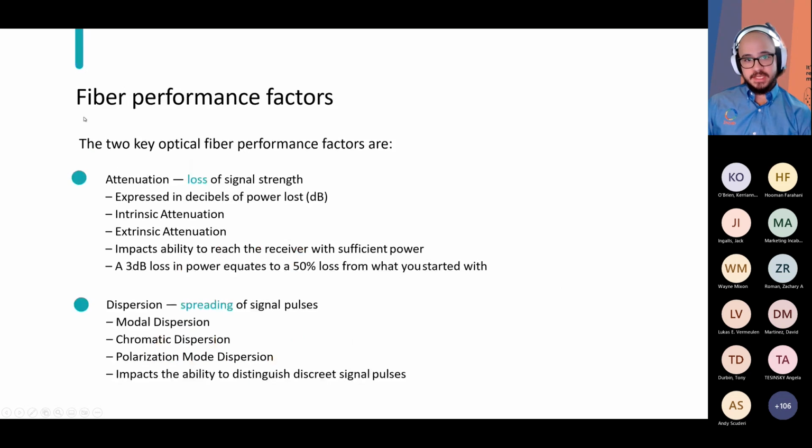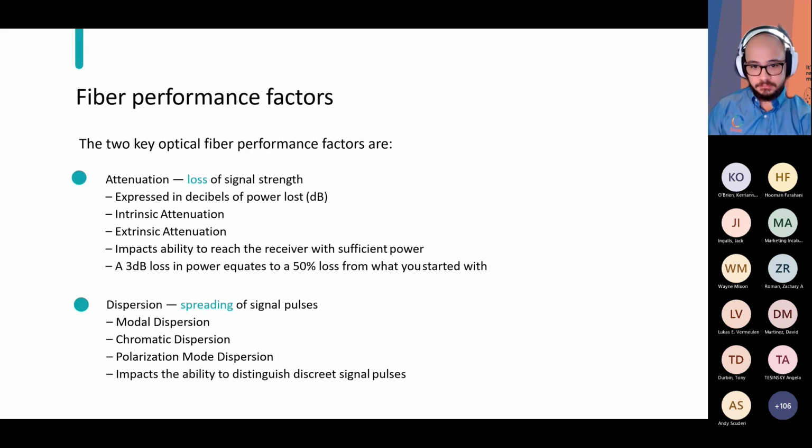So there are two key performance factors when working with fiber optics. First one is attenuation. Attenuation is the loss of signal strength, and it's typically expressed in decibels. And there are two kinds of attenuation: intrinsic attenuation and extrinsic attenuation. And attenuation impacts the ability to reach the receiver with enough power.